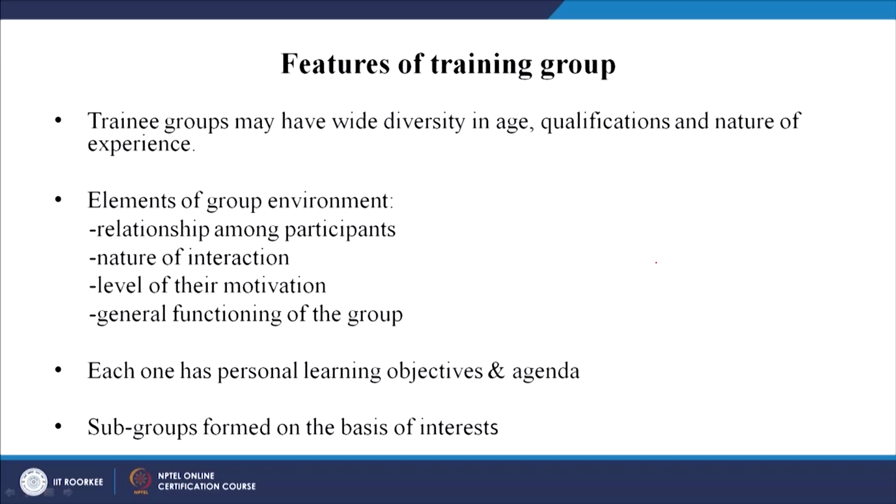Now, if they are from the same organization, then the nature of interaction will be different. If the training program is conducted in a particular organization, the nature of interaction reflects an understanding of the functioning of the organization. Therefore, there might be a cohesiveness to understand each other because they are working in the same organization. They might support each other, and the synergy between the departments and sections will bring cohesiveness, right.